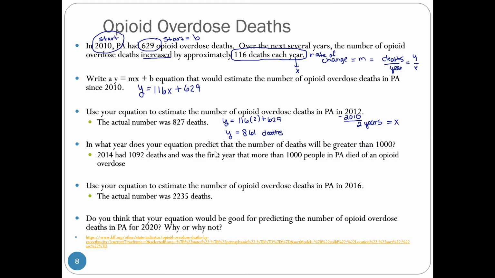Next, it asks us, what year does your equation predict that the number of deaths would be greater than 1,000? So since this is deaths, this is a y value. And so in my equation, I'm replacing the y with 1,000, and I am solving for the x. I do have to do a couple steps of algebra to figure this out. My first step of algebra is to undo the addition, so I'm going to subtract 629 from both sides.